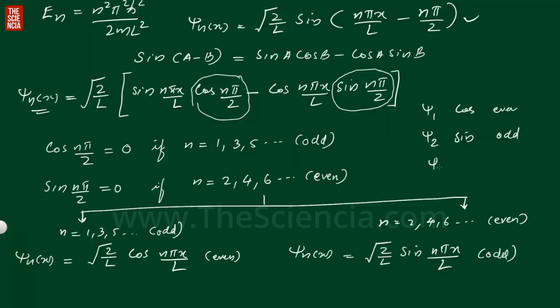See, then again psi 3 becomes a cos function and it will be an even function. So the wave function of a particle inside a symmetric box will be like this: even, odd, even, odd, even, odd, like this. Okay.